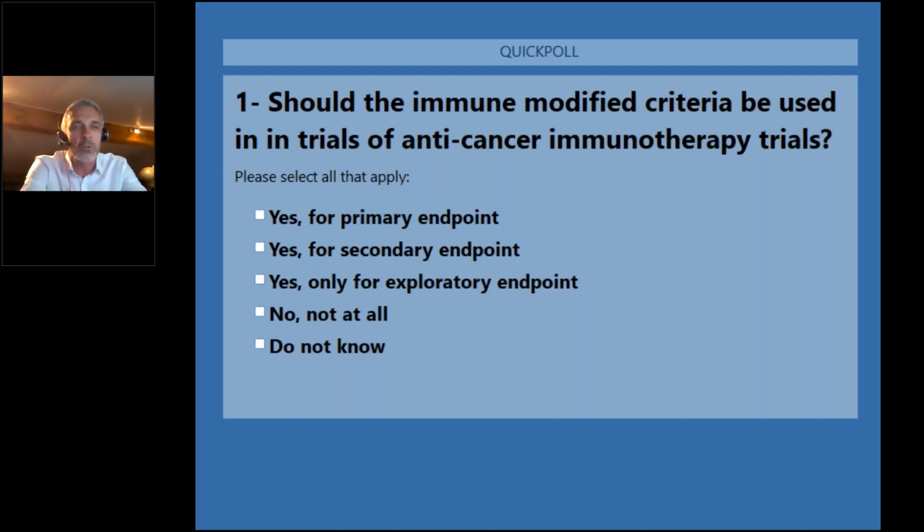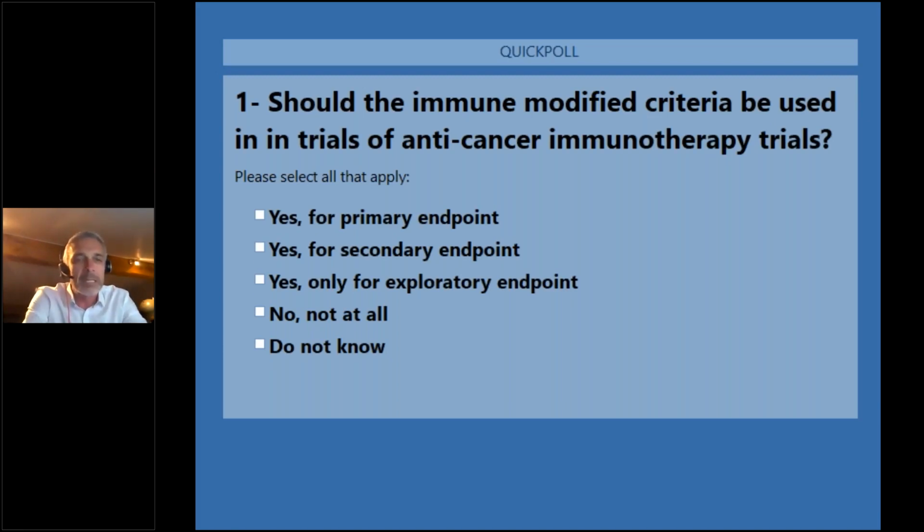This is the first question. Please click on the correct answers for you. You may have several answers that might apply. Should the immune modified criteria be used in anti-cancer immunotherapy trials? Yes, for primary endpoint. Yes, for secondary endpoint. Yes, only for exploratory endpoint. No, not at all, or you do not know.